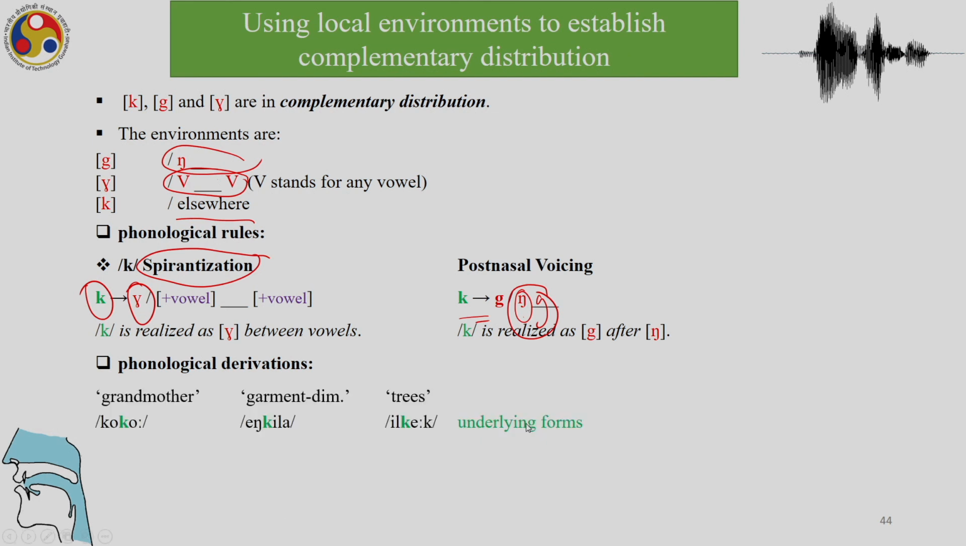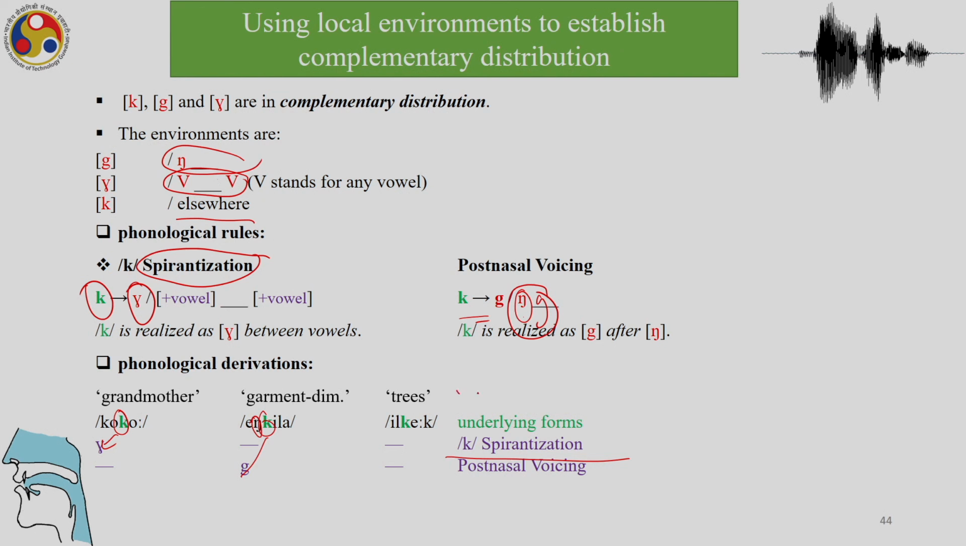If we look at the derivation here now, we see that we have the words kokoa, which is grandmother, enkila, which is garment diminutive, and ilkek, which is trees. Now, what happens in k spirantization? K becomes a fricative, so it becomes r in this environment. So kokoa will become koroa. Then we have g here, post-nasal voicing: because of the preceding nasal, the k becomes g here, so it will be engila.